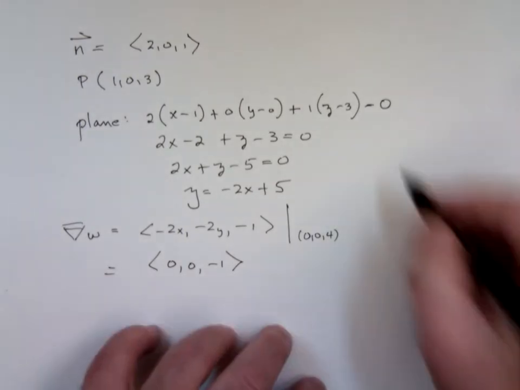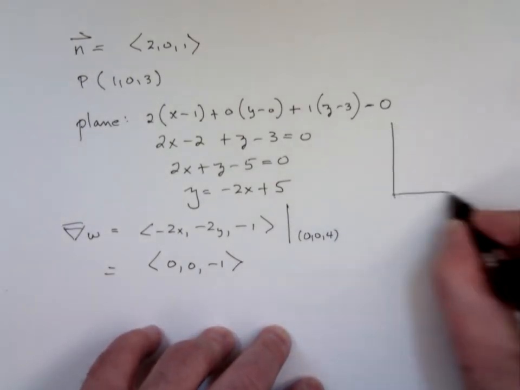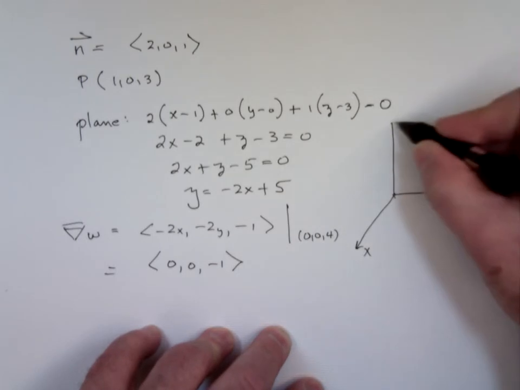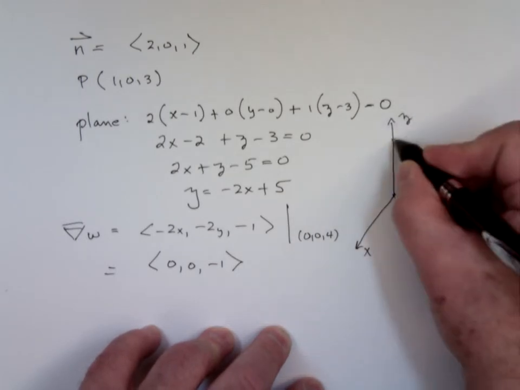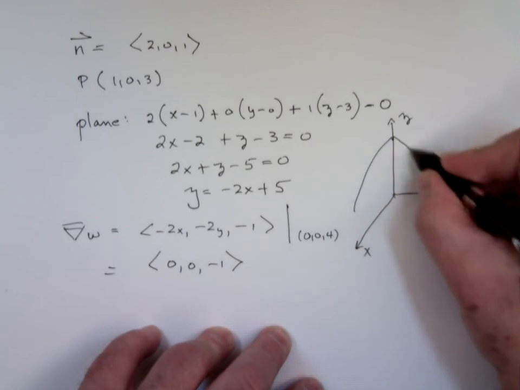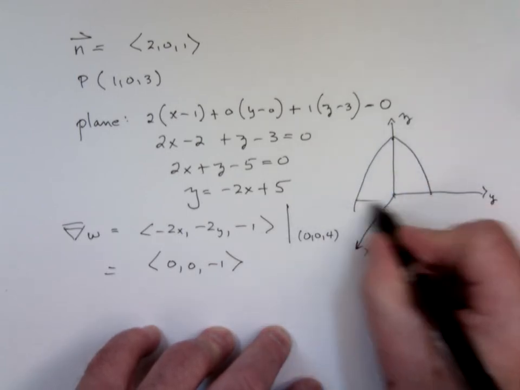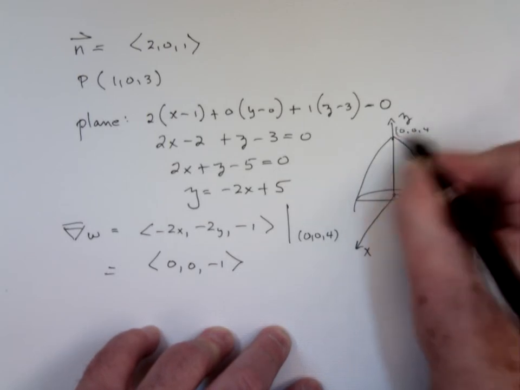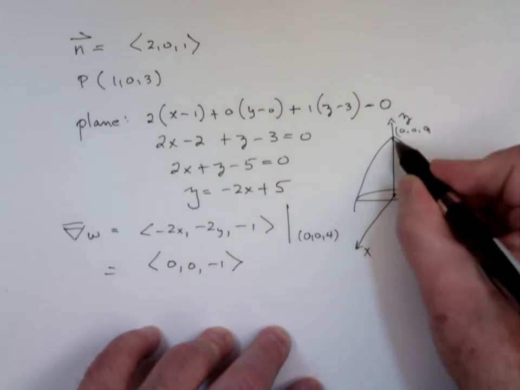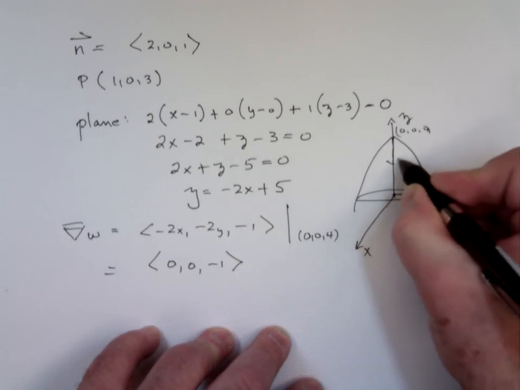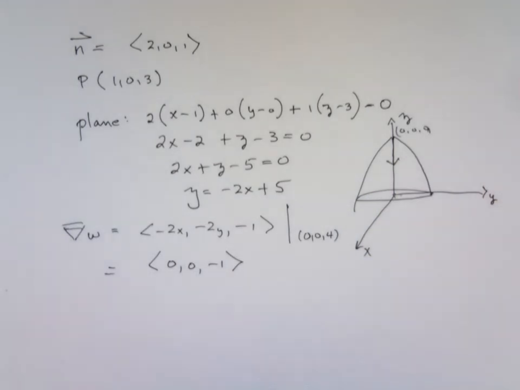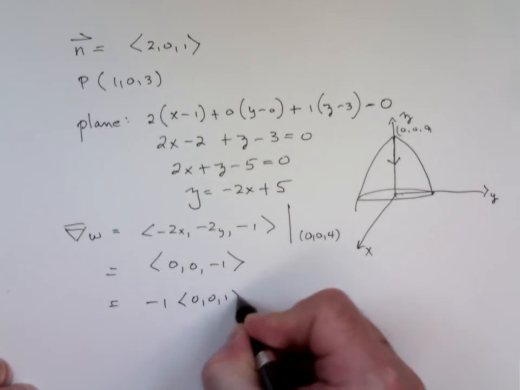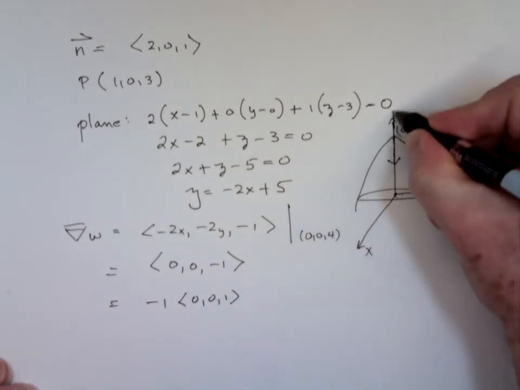So here's what we have. We've got our paraboloid. It'll be a straight line down, right? Yeah, exactly. Okay, this is 0, 0, 4. The gradient is 0, 0, negative 1, this way here. What I'm going to do is take the negative 1 out, like I did before, and make it 0, 0, 1, and point it upward this way.